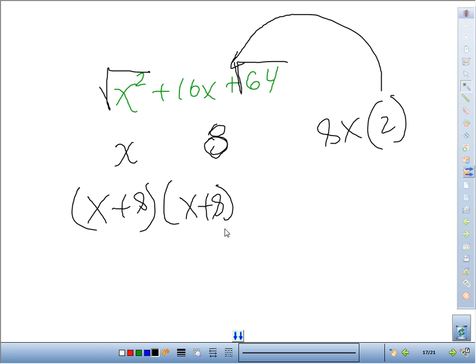But instead of writing all this out, I just go: square root of x squared is x, square root of 64 is 8. And since I know that this is a perfect square already, all I have to do is worry about this sign, and I just write it in here, and this is squared.